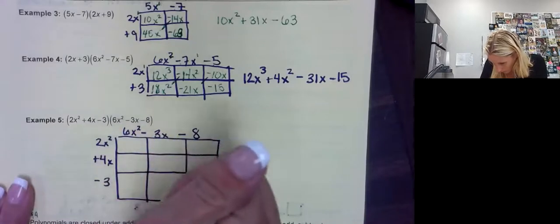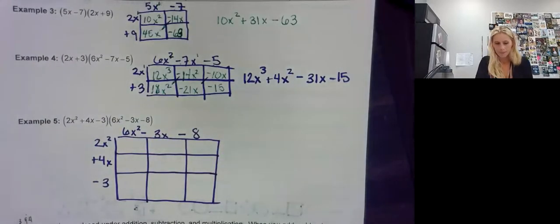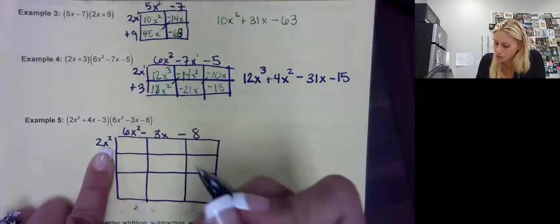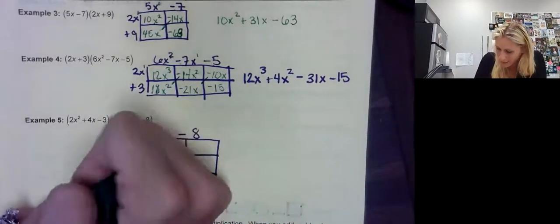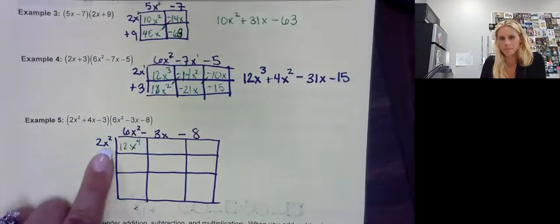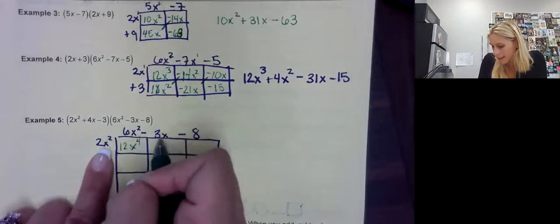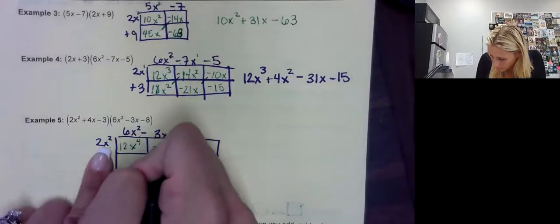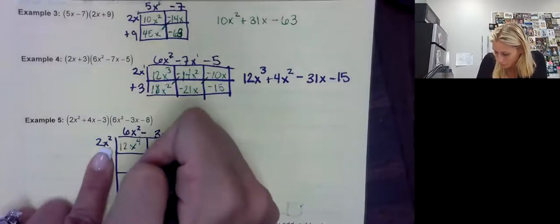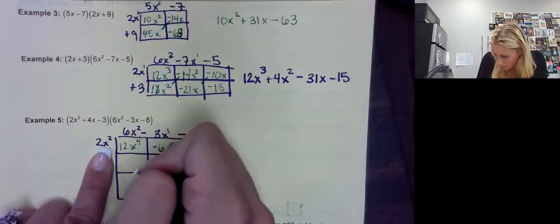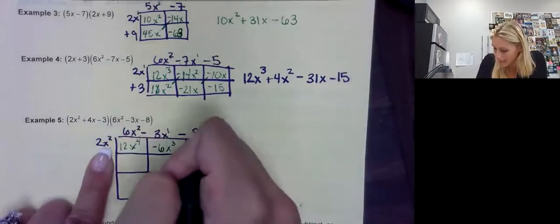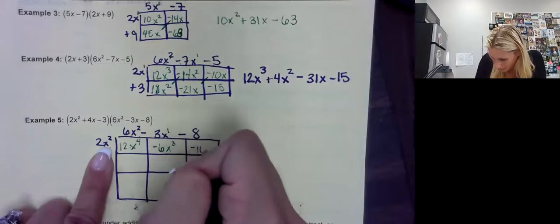All right, a couple more boxes to fill in this time, right? All right, 2x squared times 6x squared. Well, 2 times 6 is 12. And x squared times x squared, remember, what do we do to those exponents? We add them. 2x squared times negative 3x. Well, 2 times negative 3 is negative 6. And x squared times x to the first. Add those exponents, we get x to the third. Like how it goes down, right? 2x squared times negative 8 is negative 16, and we keep our x squared.